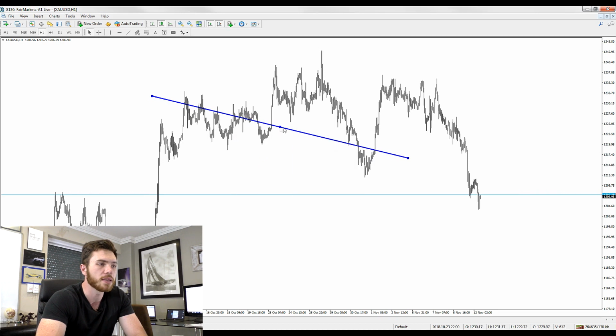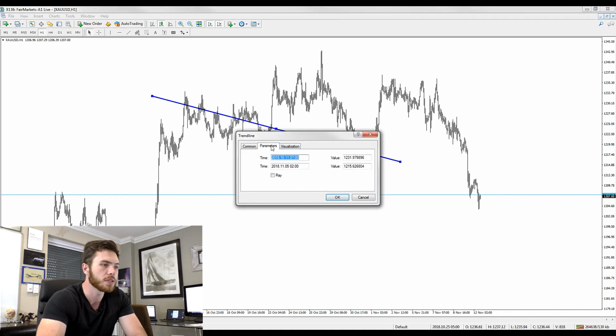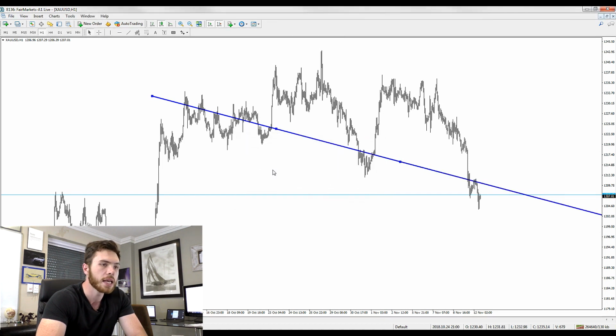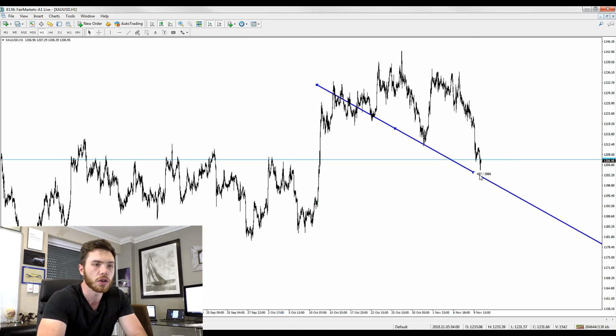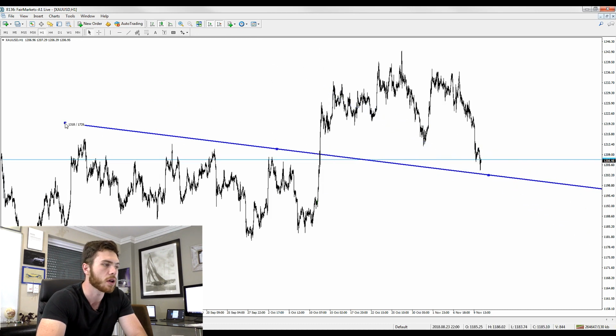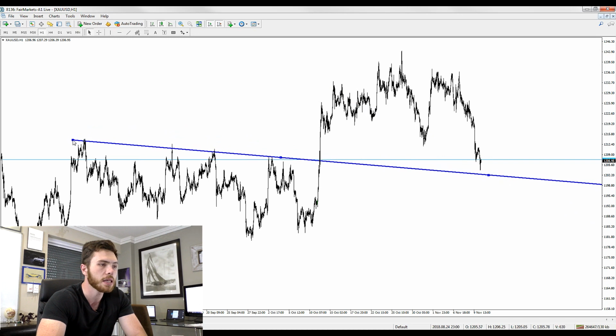Now, what a ray basically means is you can see here the trend line stops at a certain level. If you right click and you go trend line properties, parameters, and you click ray, that means it extends far beyond. So it extends as far as the chart goes, which at least means that, let's say, for example, you're drawing a trend line way back here, it can help extend far beyond where you can actually extend with your own mouse cursor, and it just makes life a bit easier. So that does work as well.